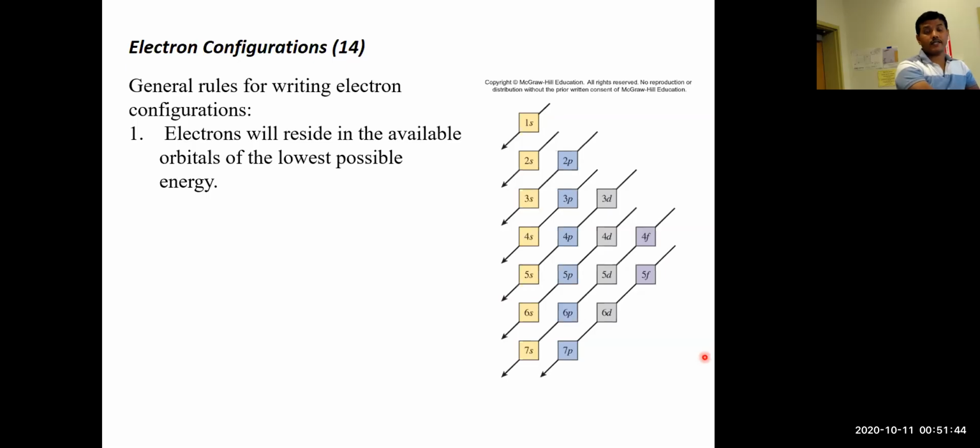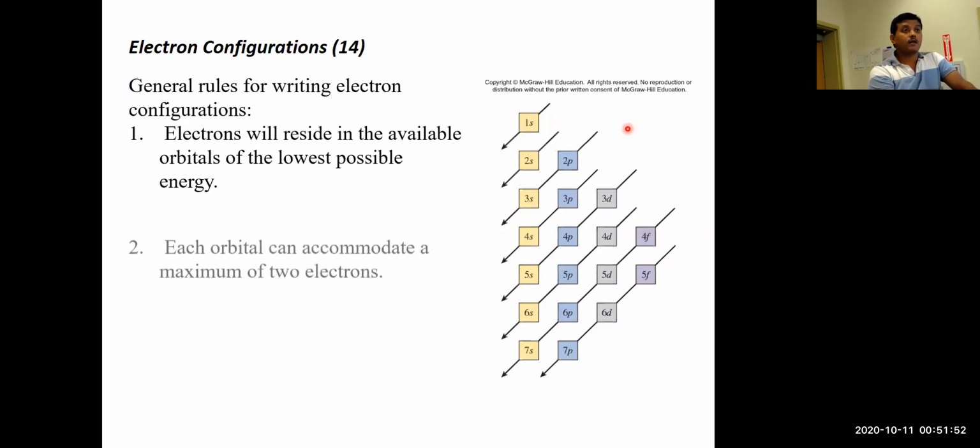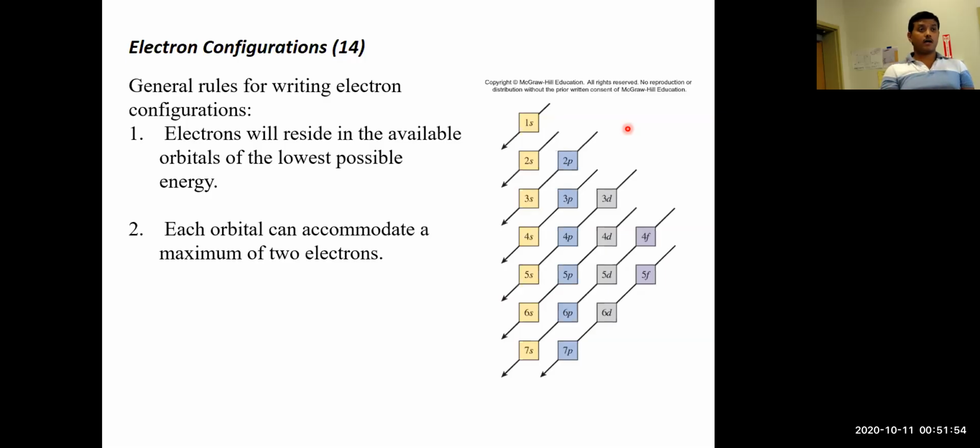This is how we read it. You always fill the electrons from the top like it is raining, and these are the orders of the lowest energy orbitals. Okay? And remember, each orbital can accommodate only a maximum of 2 electrons. Subshell S has 1 orbital. Subshell P has 3 orbitals. Subshell D has 5 orbitals. Subshell F has 7 orbitals.